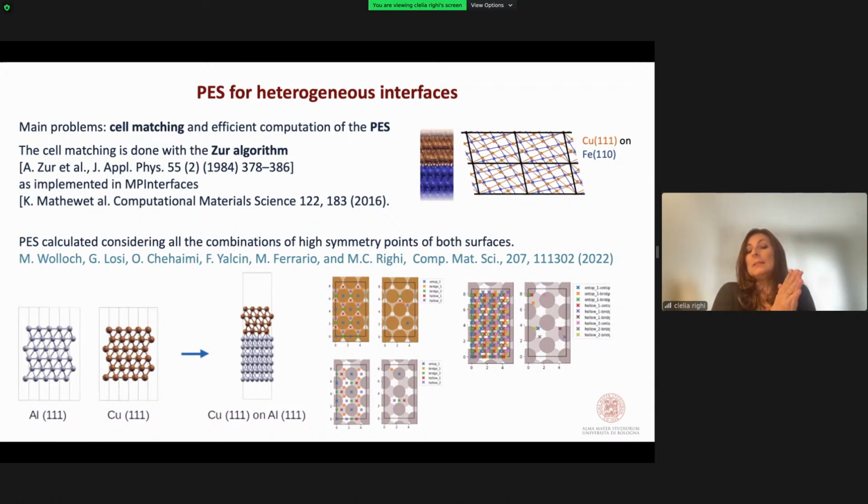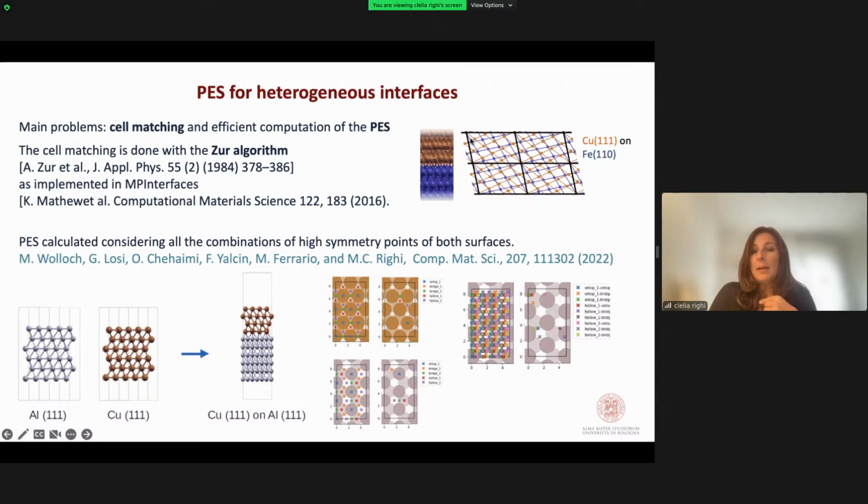and the calculation can become very computationally demanding if we want to minimize the mismatch between the two mated surfaces. In order to define a common supercell for the two lattices, we adopted the Zur algorithm that was developed in the past and was implemented in a library that we included in our workflow with some modification. That is the MPI interface library.